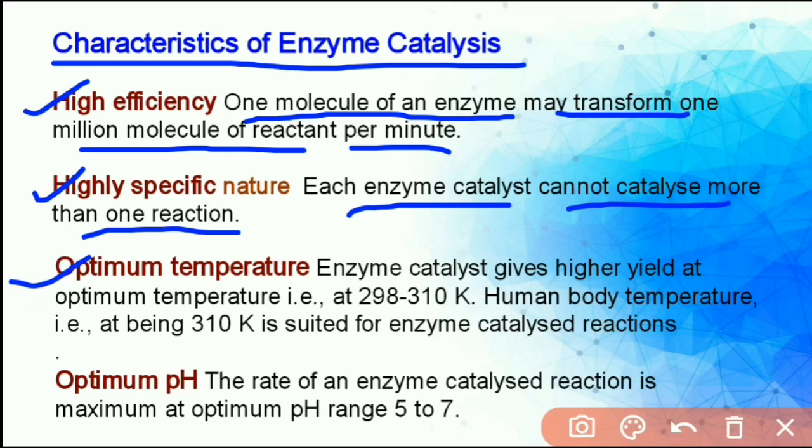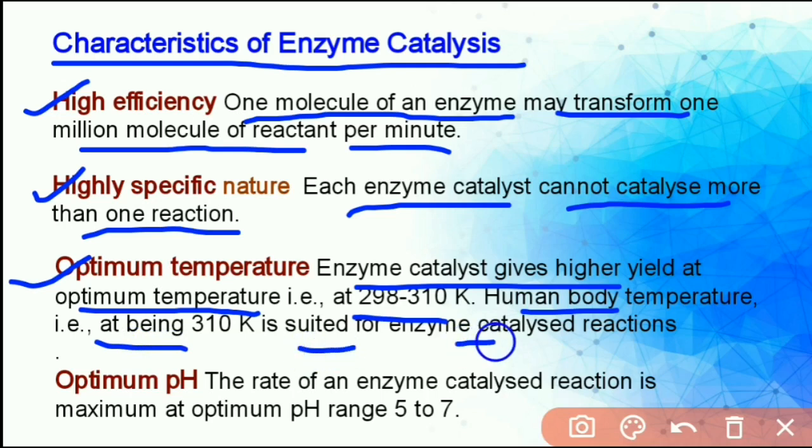Next is optimum temperature. Enzyme catalysts give higher yield at optimum temperature. It means enzymes work properly at a favorable temperature, that is 298 to 310 Kelvin. Human body temperature, that is 310 Kelvin, is suited for enzyme catalyzed reactions. So at that optimum temperature, enzymes work properly and we get higher yield.